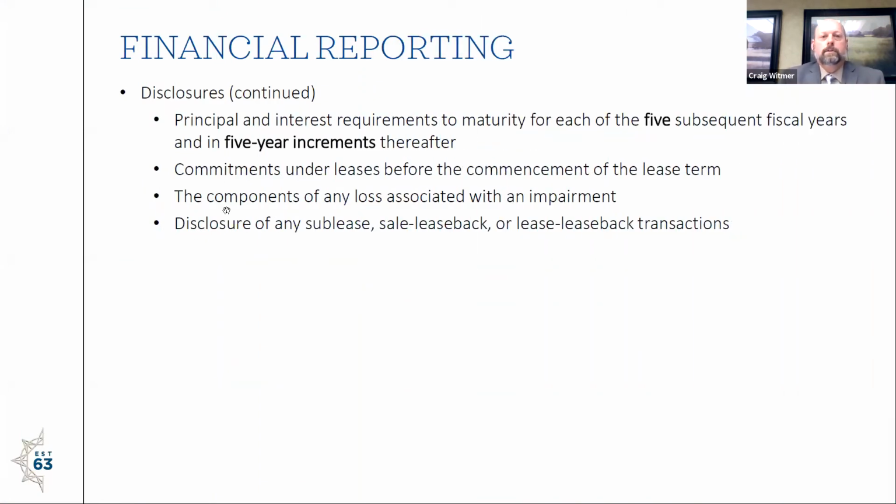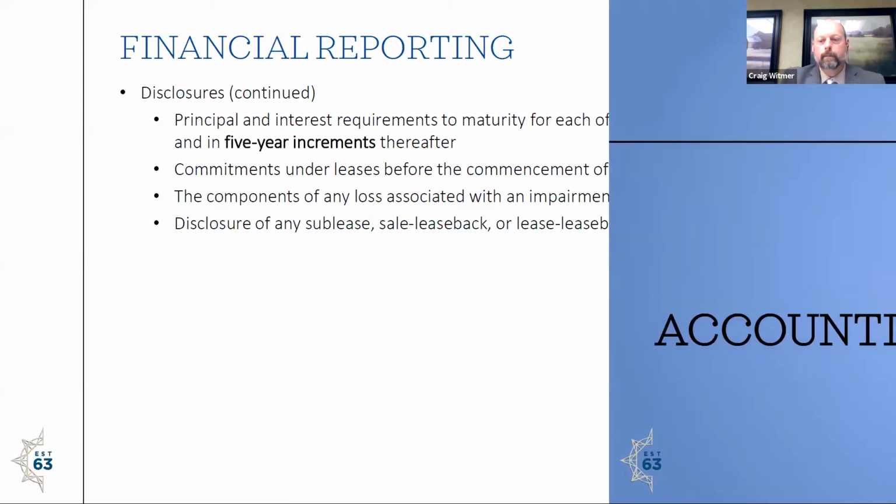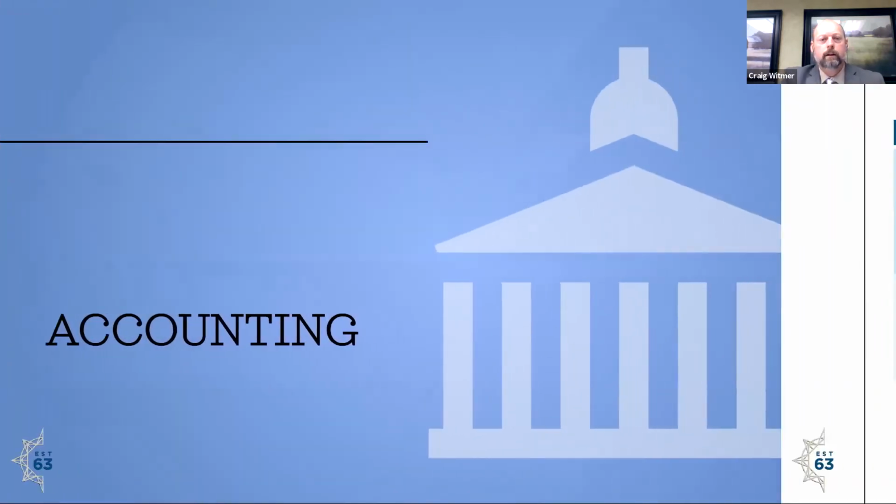So the disclosures here, just to continue on that, we have the principal and interest requirements to maturity for each of the 5 subsequent fiscal years and 5-year increments thereafter. It's a very common disclosure that we're all used to if you have debt, and basically the same disclosure that's required for those leases. Some other items here would go into the disclosures as well, but you're not necessarily going to have them on every single lease. So again, if you have just a few leases, it might not be too onerous to create the disclosures. The more leases you have, the more significant that's going to be. So let's get into the accounting a little bit.